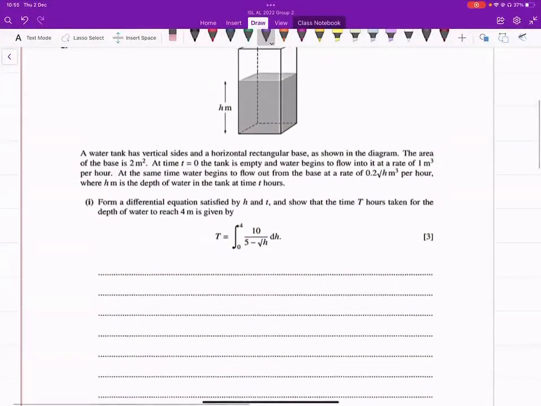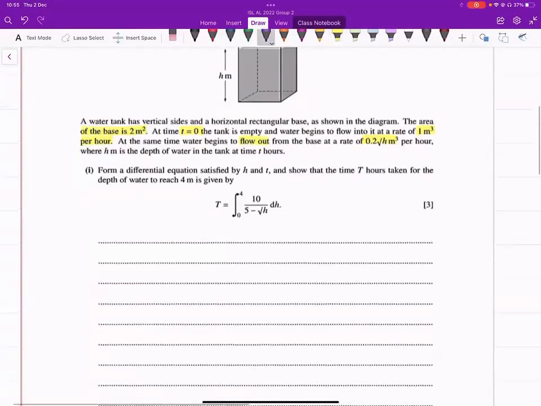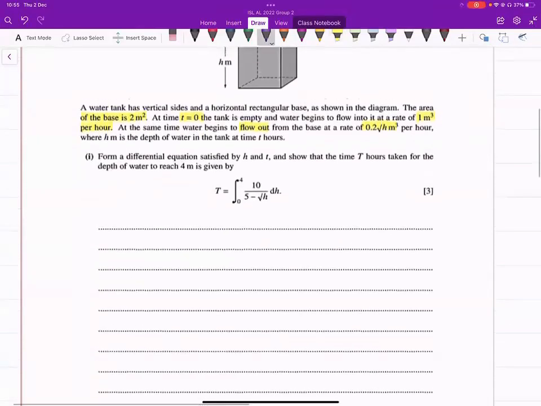Okay, so a water tank has vertical sides and a horizontal rectangular base. You've all read the question already. So let's quickly try to do this. Area of base is given. Time 0 onwards. Okay, so you've got the rate of water inflow and the rate of outflow. H is the height. You have to form a differential equation in H and T.